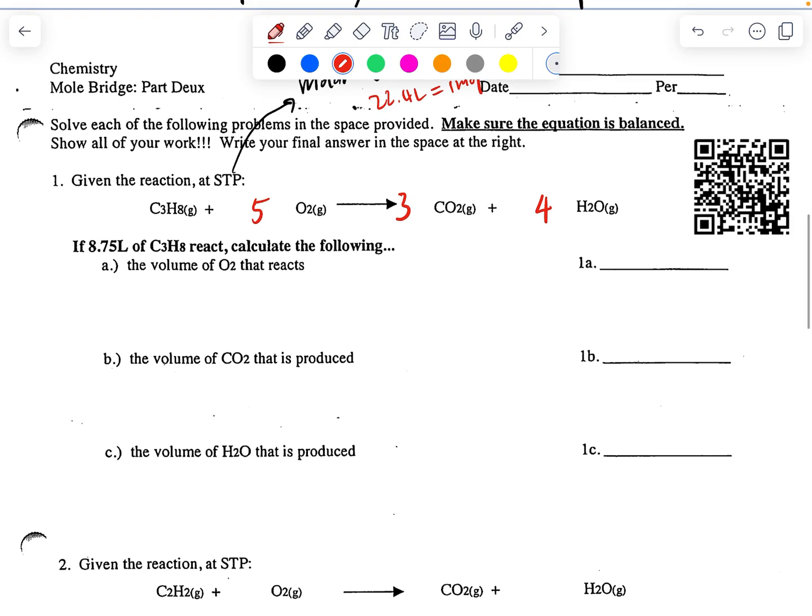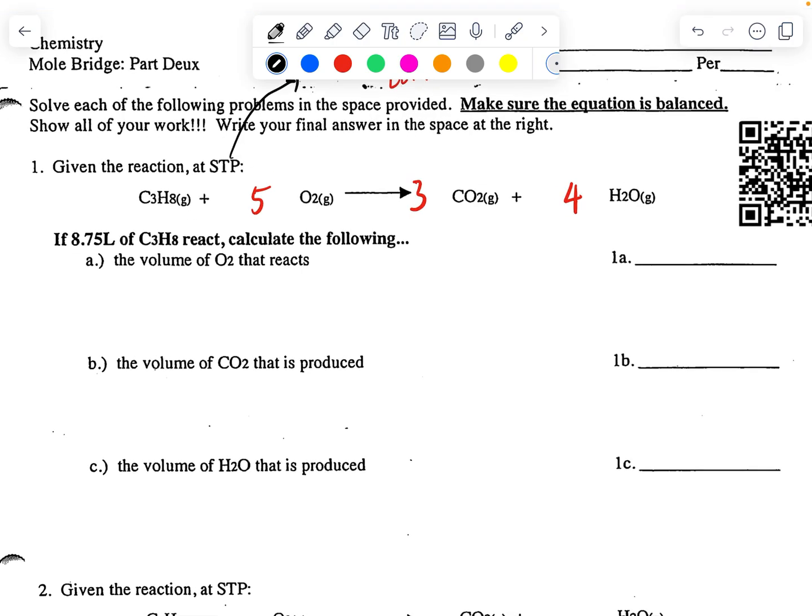With this, I'm going to go ahead and see, if 8.75 liters of C3H8 react, calculate the following. Here's part A: the volume of oxygen that reacts. So here we go. Let's write out some of the information that I need for this question. 8.75 liters is equal to how many liters of O2? That's what I'm trying to find here. When you see the word volume of something, always remember that that's liters of that something. So that's my objective for this question here.